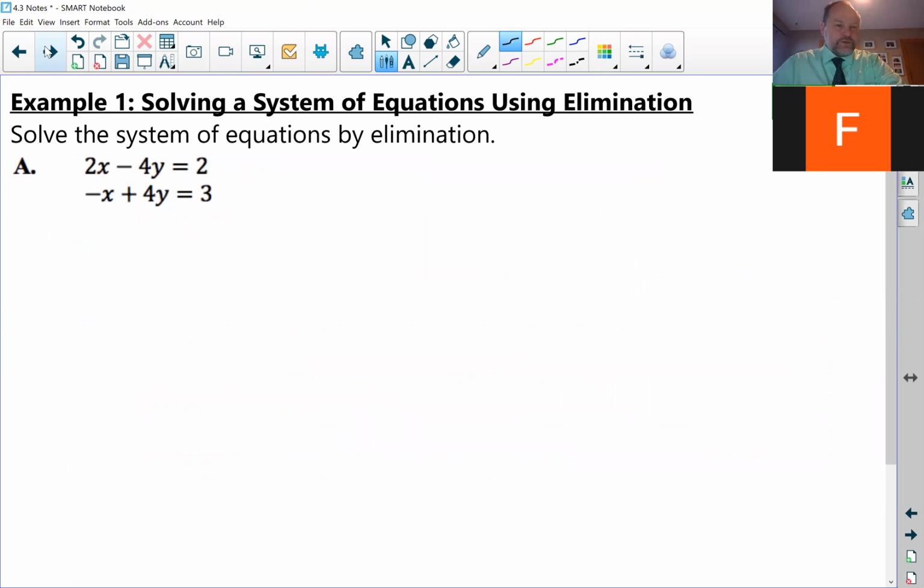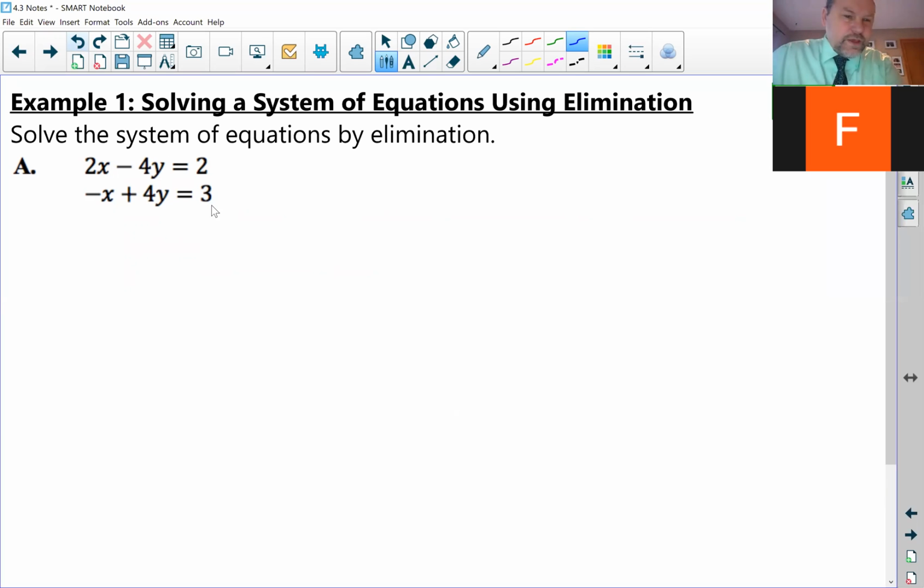All right, so here we go. Solving a system of equations using elimination. Solve the system. So we have 2x minus 4y equals 2, and negative x, or the opposite of x, plus 4y equals 3. In this case, you'll notice the y's have opposite coefficients. So that takes care of step 1 and step 2.